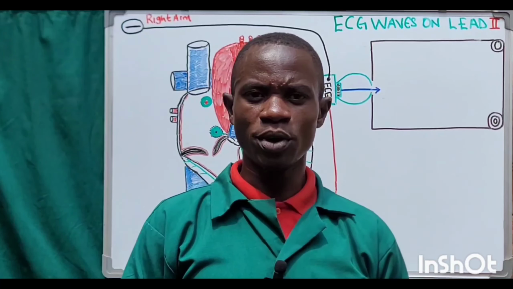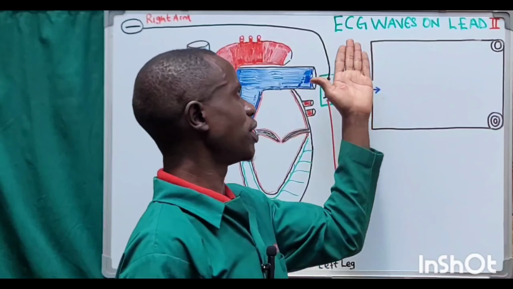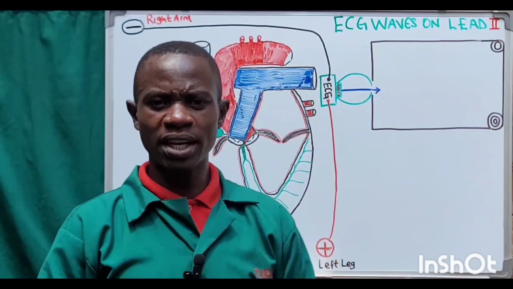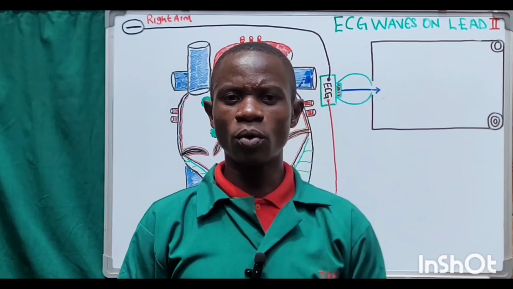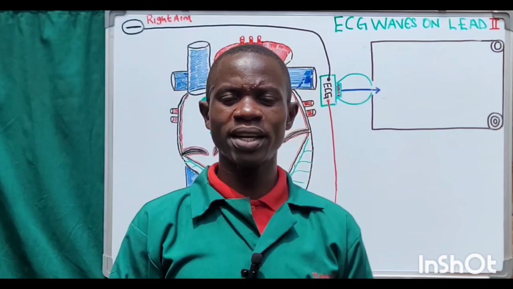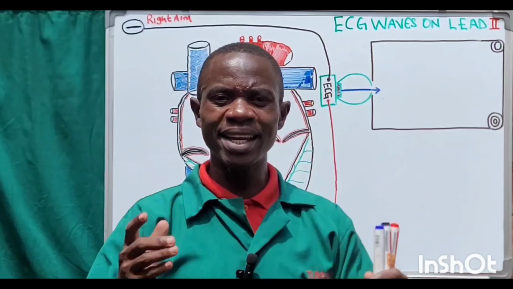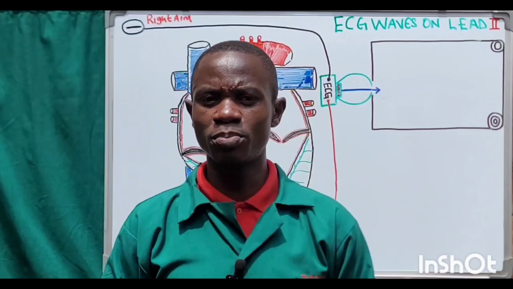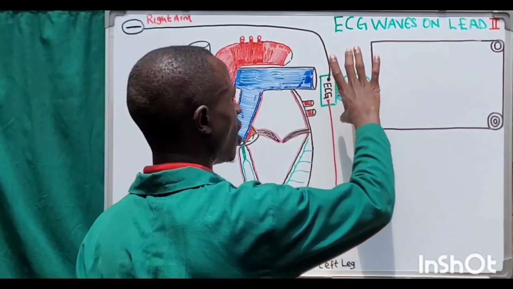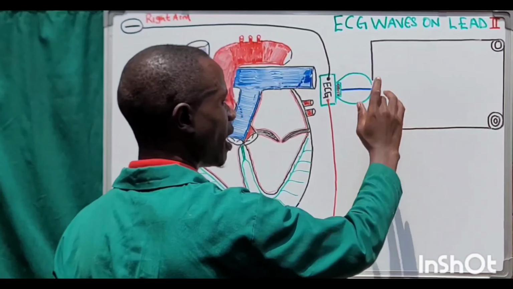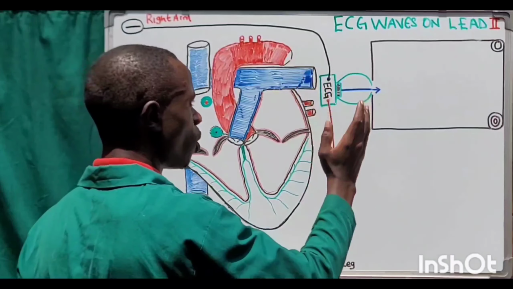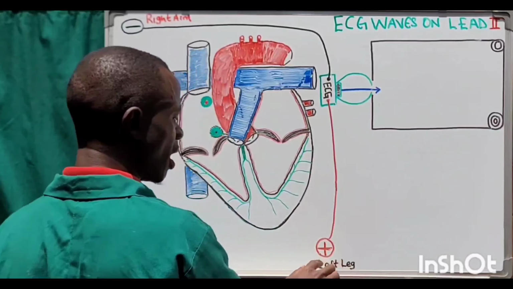We are continuing with this session where we are going to be looking at the ECG waves, especially being recorded using what we call lead 2, because we said lead 2 gives us a clear wave pattern on the ECG paper. So now this one here is going to be my ECG paper, where our wave pattern is going to be drawn. And then this one is going to be our lead 2.